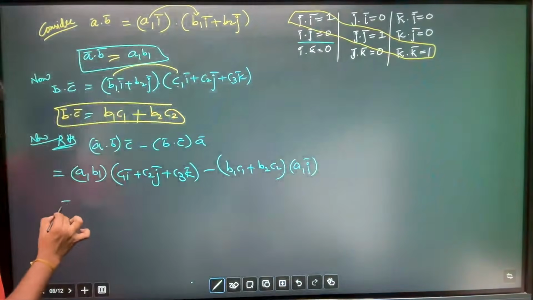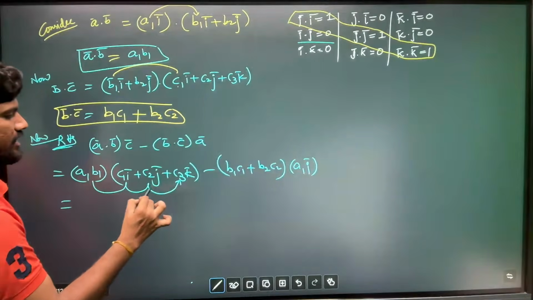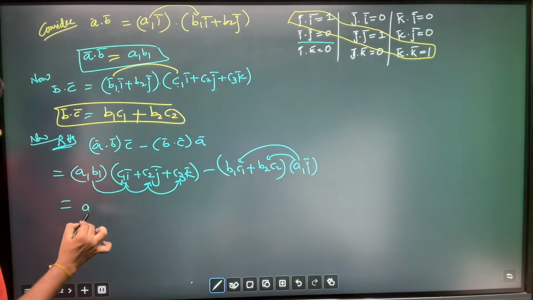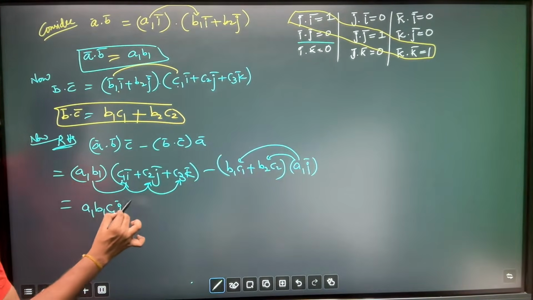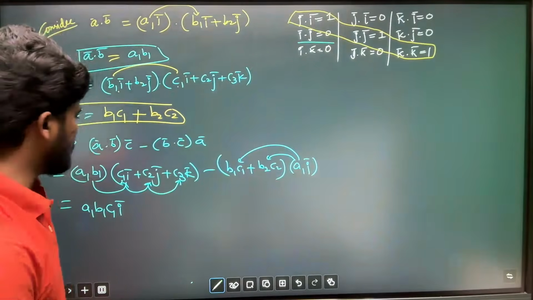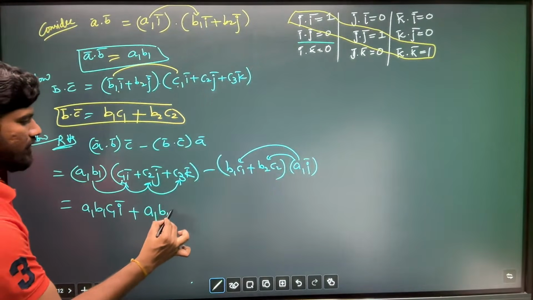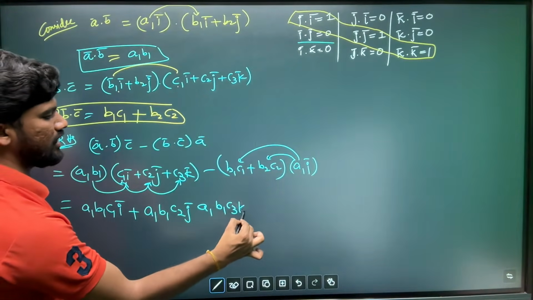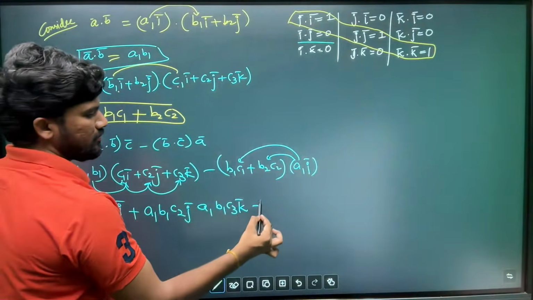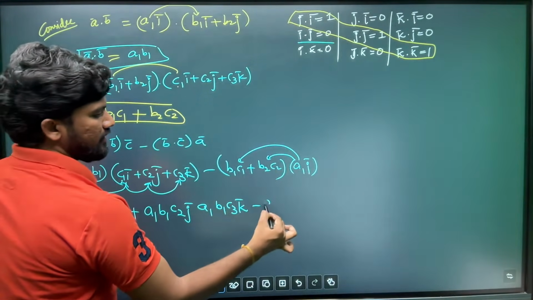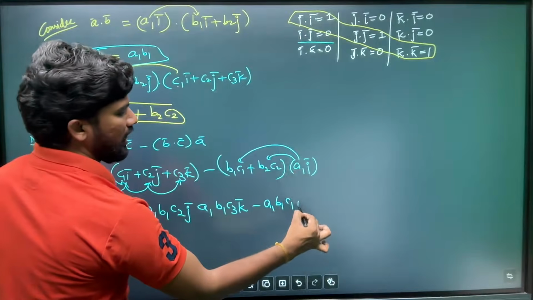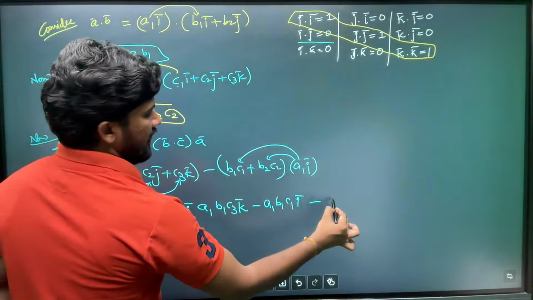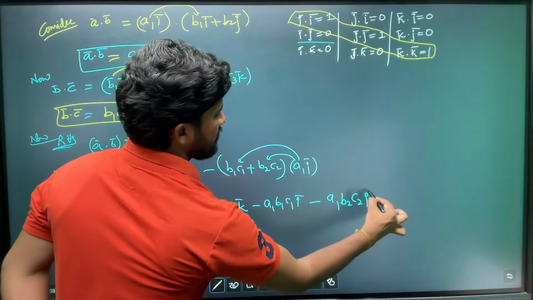Okay, so therefore now with this value multiply these three vectors. Clear? And with this value multiply these two vectors. Okay, so A1 B1 into C1 I bar. Clear everyone? So next plus A1 B1 C2 into J bar. Next A1 B1 C3 into K bar. Next with minus, be careful, minus A1 B1 C1 into I bar. Directly I am writing with minus. Next minus into plus minus, so A1 B2 C2 I bar. Clear?